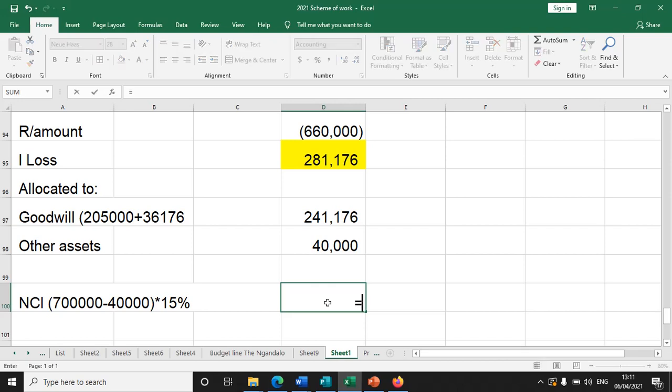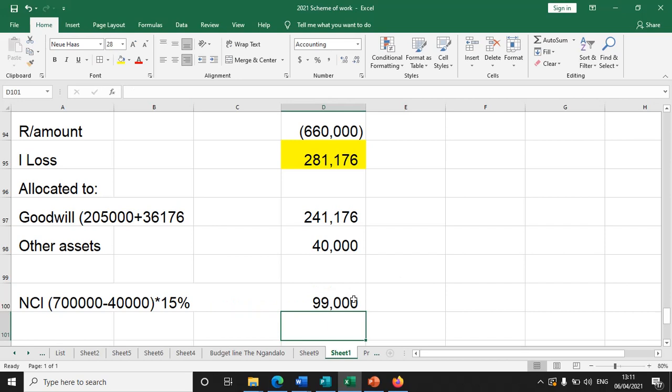So I'm going to just do that in Excel so that we can see what is happening. Okay, there we go. Yes, so that's what you have there. Yes, we have got about 99,000.